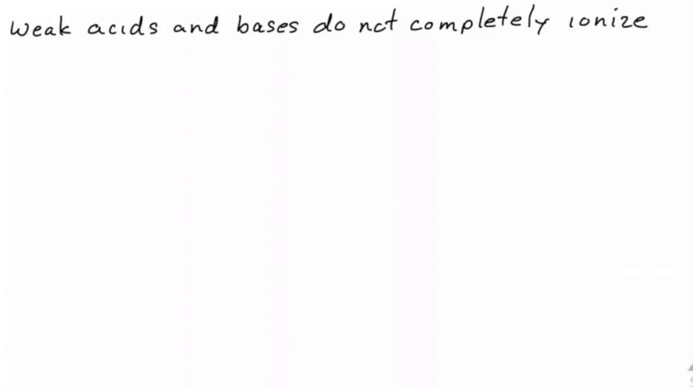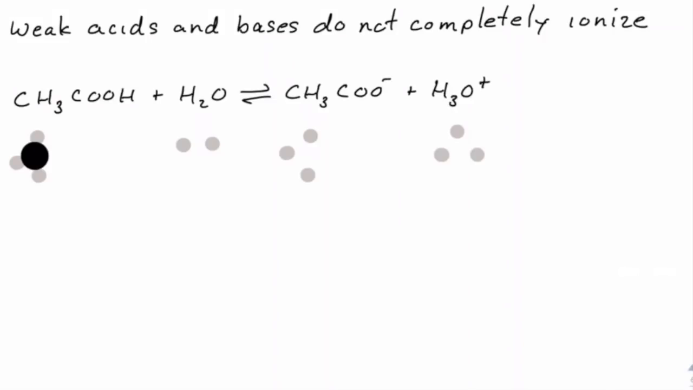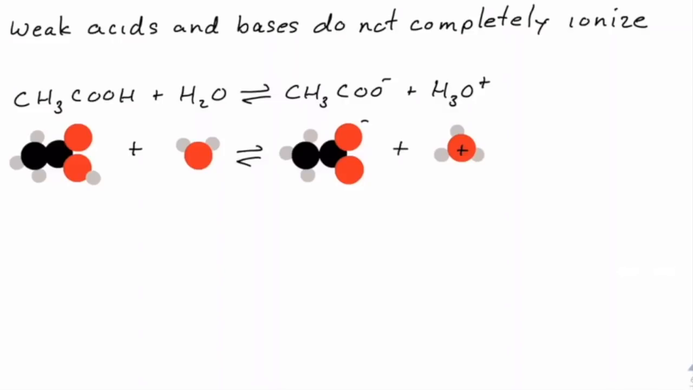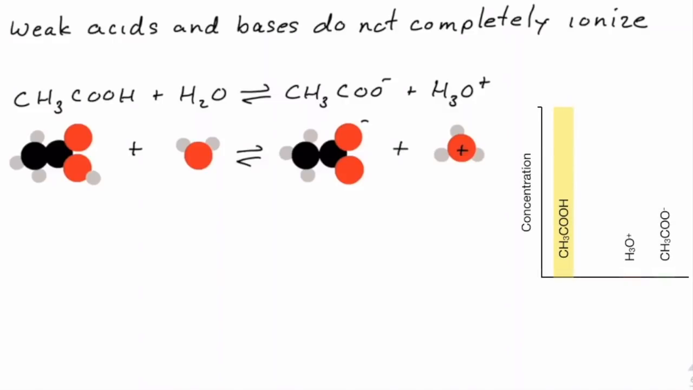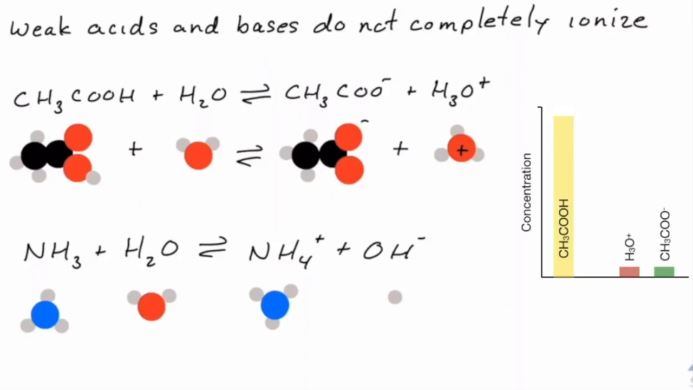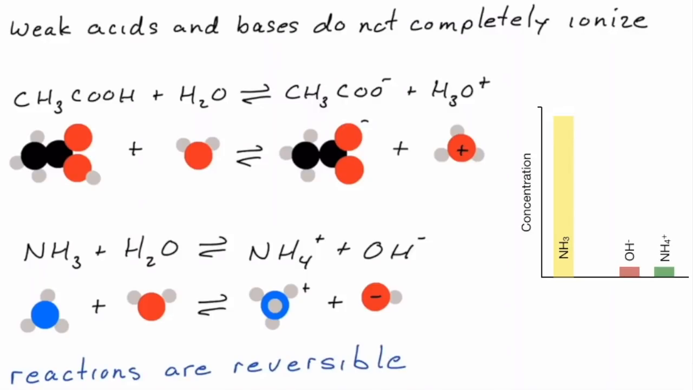Now, the difference between strong acids and weak acids is that weak acids only partially ionize. Here's an example using acetic acid. If the reaction is represented graphically, you can see that the result of the reaction is that most of the acetic acid remains intact and only a small portion of it ionizes. The same logic is applicable to weak bases such as ammonia. See the updated graph that shows the relative proportions of the reactants and products. Reactions involving weak acids and bases are equilibrium reactions, and this makes them reversible.